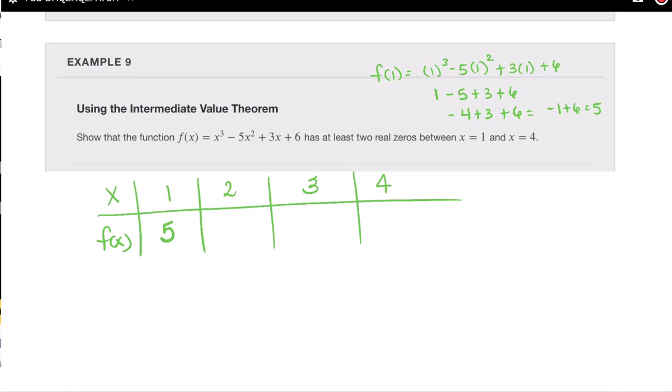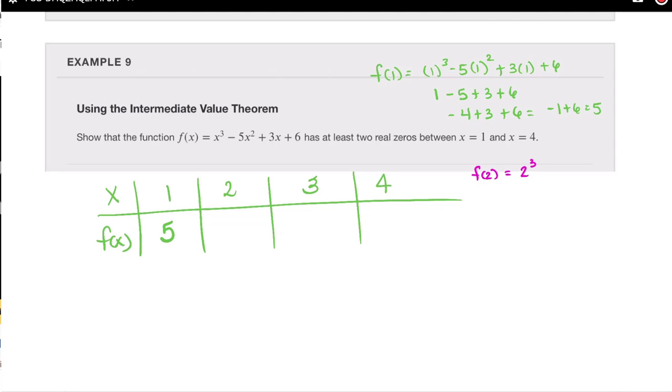If we plug in 0, f at 0, we get 0 to the third minus 5 times 0 squared plus 3 times 0 plus, oh, I'm sorry. I'm plugging in the wrong thing. You're probably like, what are you doing?